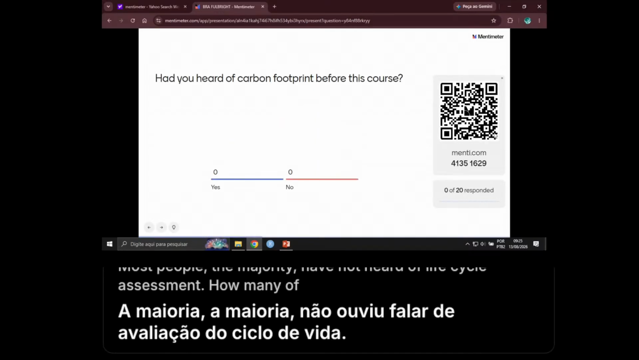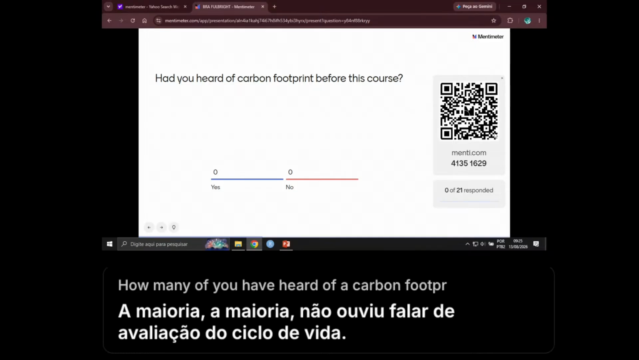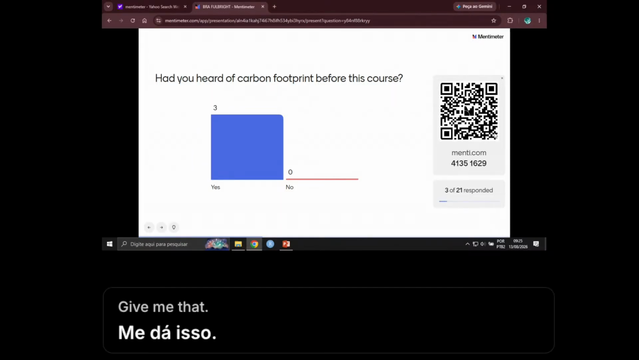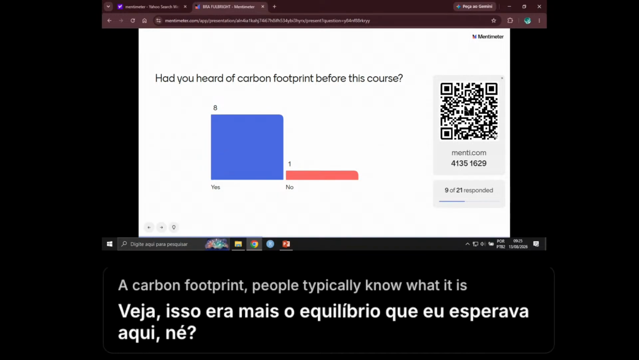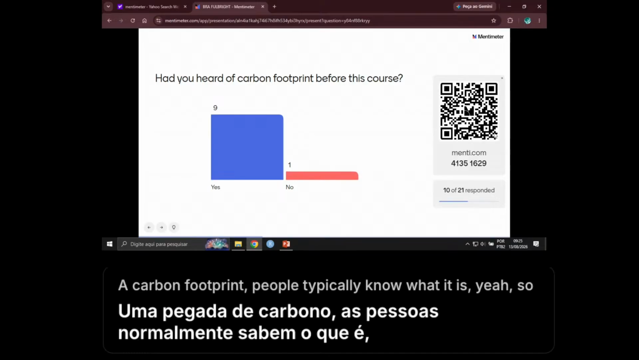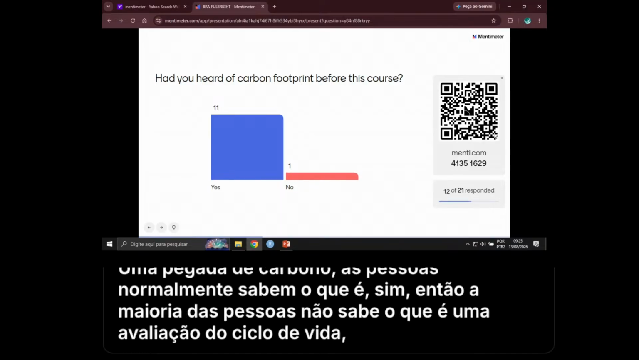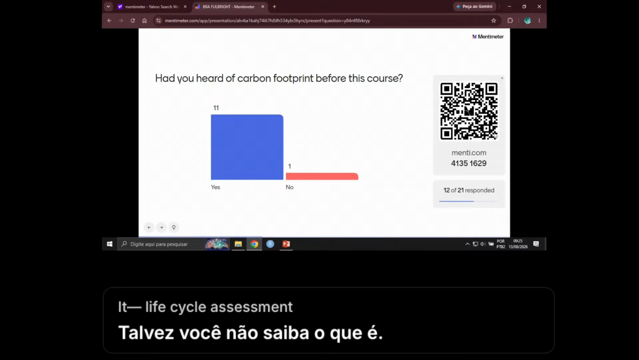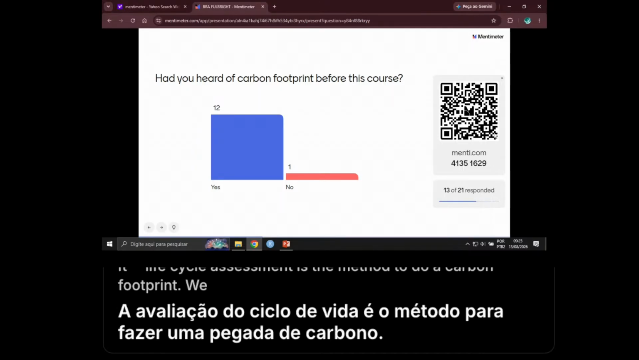How many of you have heard of a carbon footprint? This was more of the balance I was expecting. A carbon footprint, people typically know what it is. So most people don't know what a life cycle assessment is, but almost everyone has heard of a carbon footprint. Maybe you don't know what it is. Life cycle assessment is the method to do a carbon footprint. We just don't call it a carbon footprint.